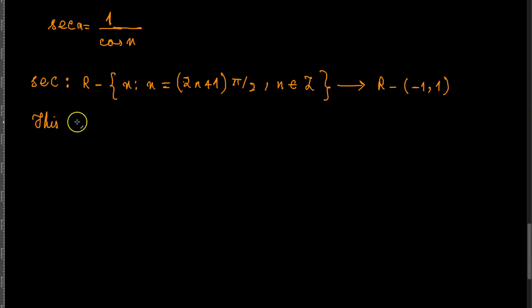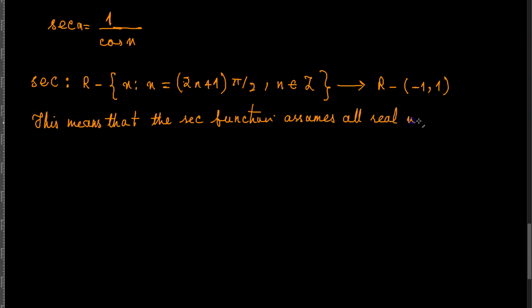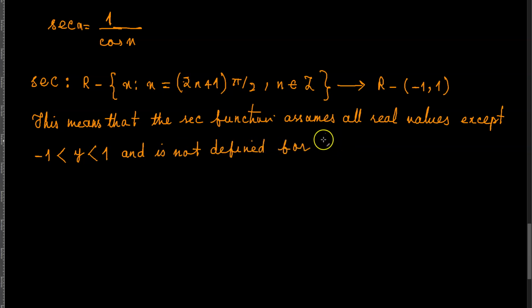So let me write this down. This means that the secant function assumes all real values except negative 1 less than y less than positive 1, and is not defined for odd multiples of pi by 2.